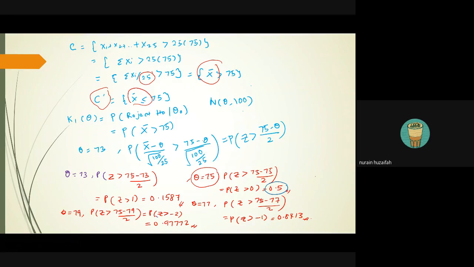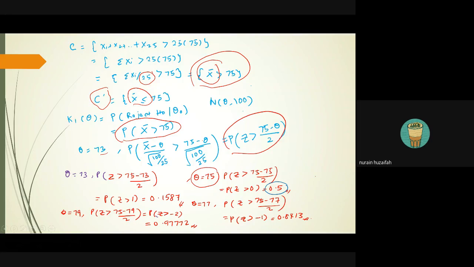So K1 of theta is the probability of rejecting H0. This is your power function: the probability that x bar is greater than 75, rejecting H0, which is your critical region. Now we test at theta equals 73, 75, 77 and also 79. We substitute. Since this is normal, you use the standard normal and change to Z. This is the standardized form, and we substitute for each value to get the probability.